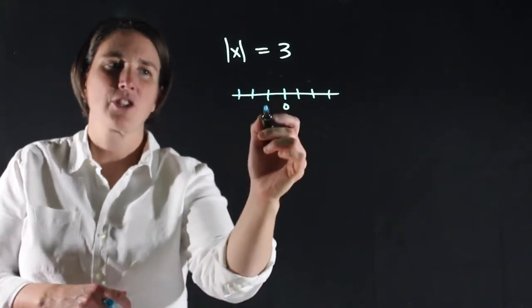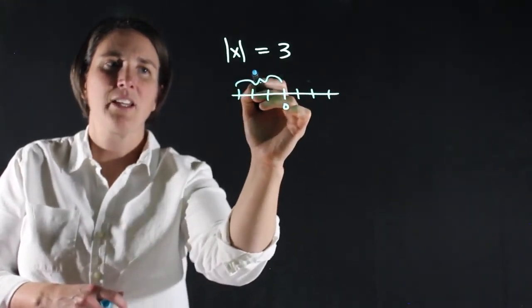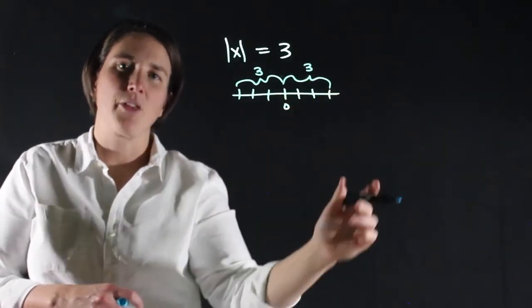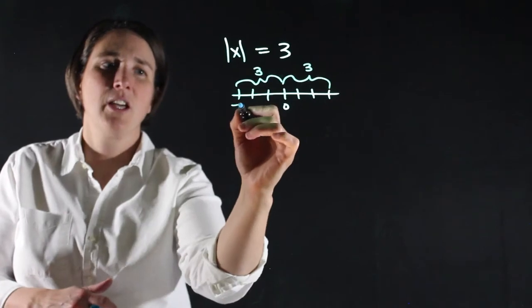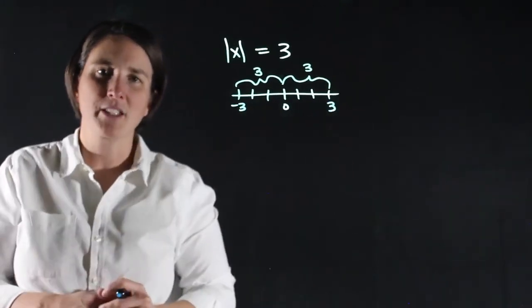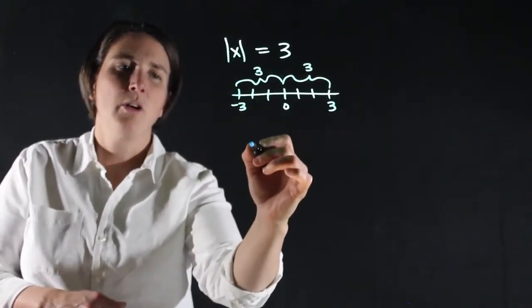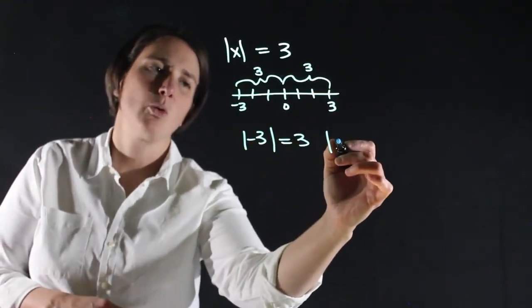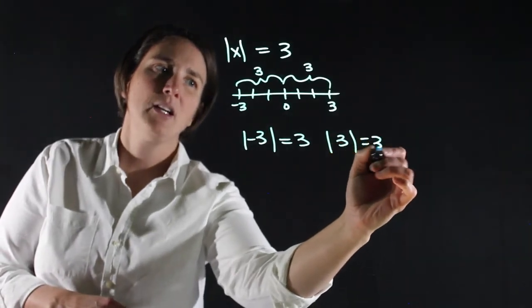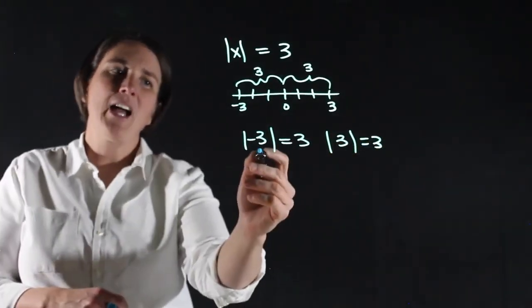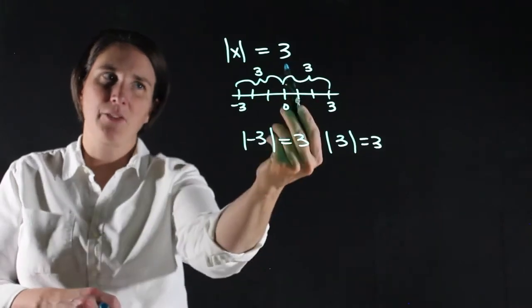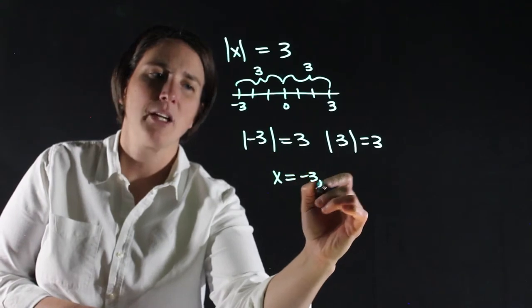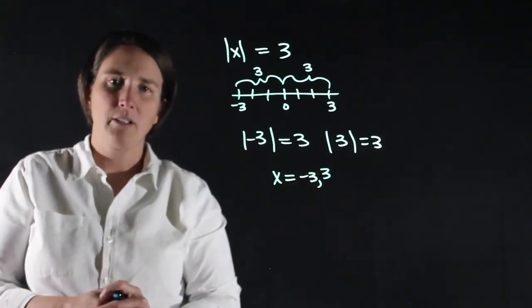Now there are two directions that we can get a distance of 3. We can go in the positive direction on the number line or in the negative direction. This is negative 3, this is positive 3. So we know that the absolute value of negative 3 is 3, and we also know that the absolute value of 3 is 3. We could put either of these values in for x and get the same result. We know that x equals negative 3 or 3.